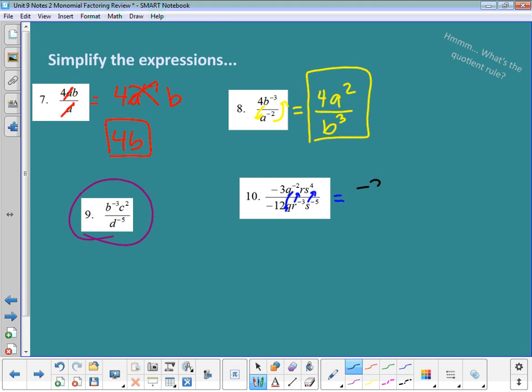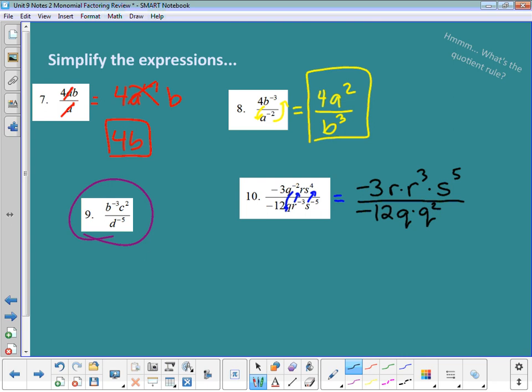A negative 3 stays there. Then I have r, which was already there. I moved the r to the negative third up, which became r to the positive third. And I moved s to the negative fifth up, which becomes s to the positive fifth. In the bottom, the negative 12 I haven't touched. And then I'm going to keep the q that was there raised to a positive power. I'm going to bring the q to the negative second down. So that's q to the positive second. And now I've moved everything that needs to be moved.